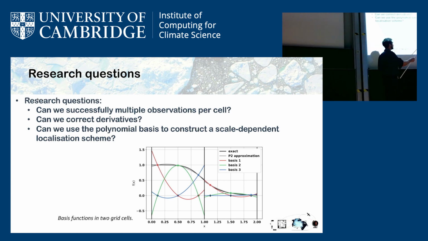Now, of course, if you've got polynomials, you can take the derivative, and we want to know, is that derivative meaningful, in the sense, does it correspond to the actual derivative? And finally, can we use it for something called localization, which is specific to the use of ensembles in data assimilation?